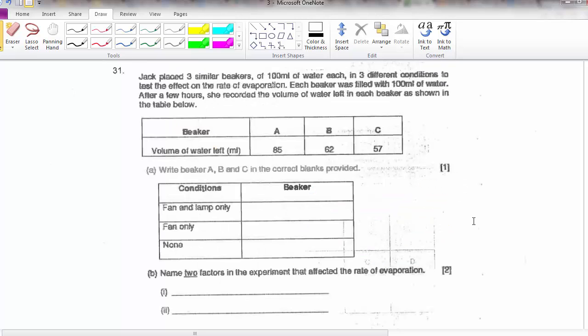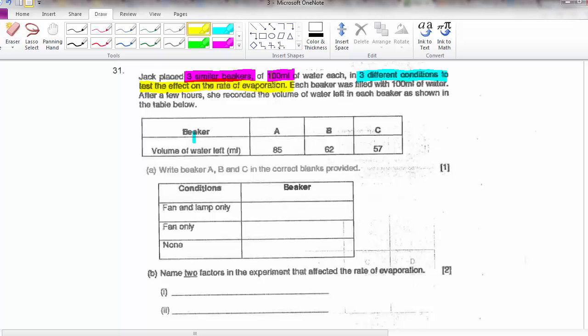Alright, question 31. Let's look at the key words in this question. 3 similar beakers, so they are the same, 100 ml each, in 3 different conditions. Why is she doing it? She's doing it to test the effect of the rate of evaporation.